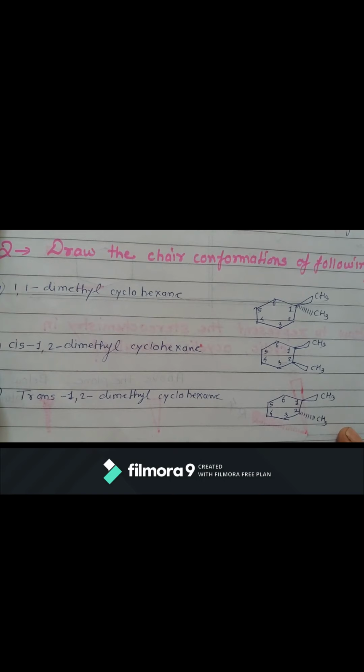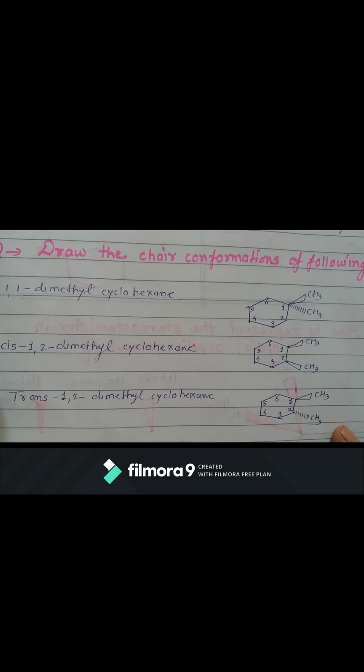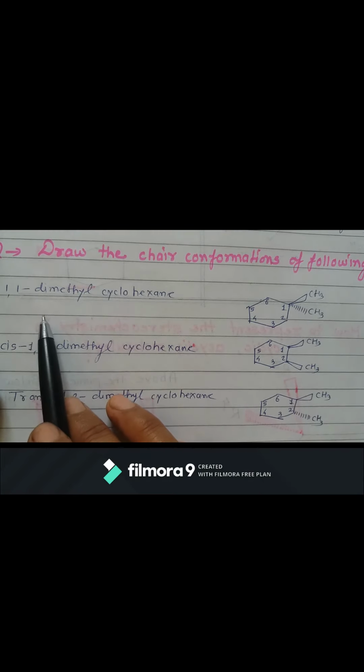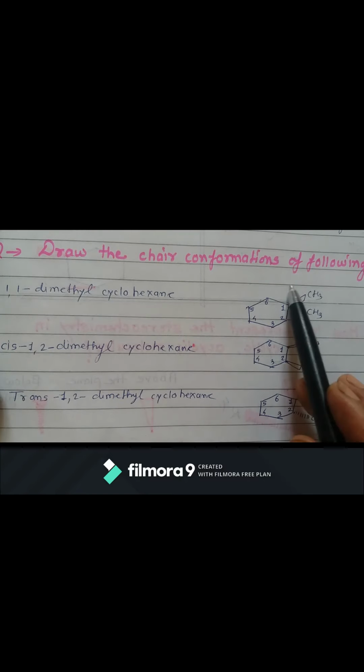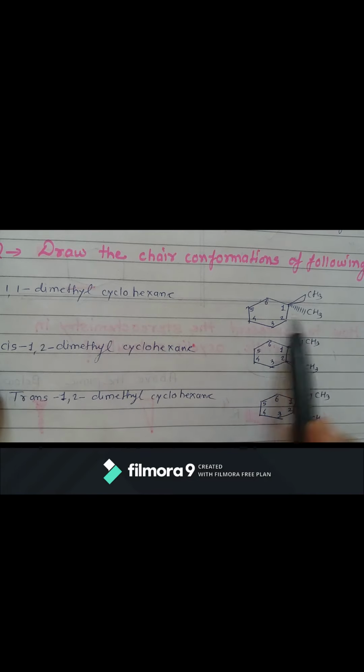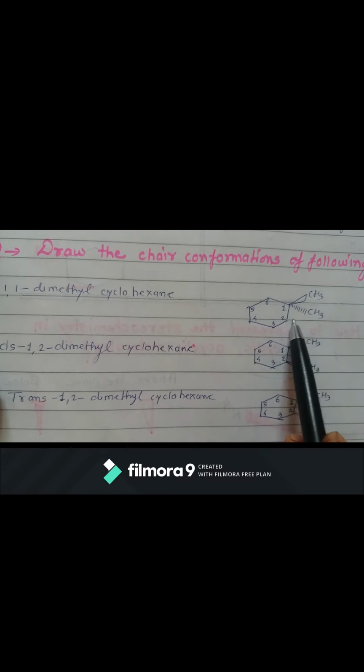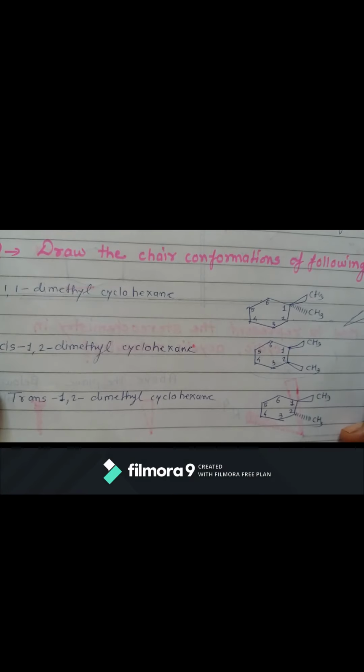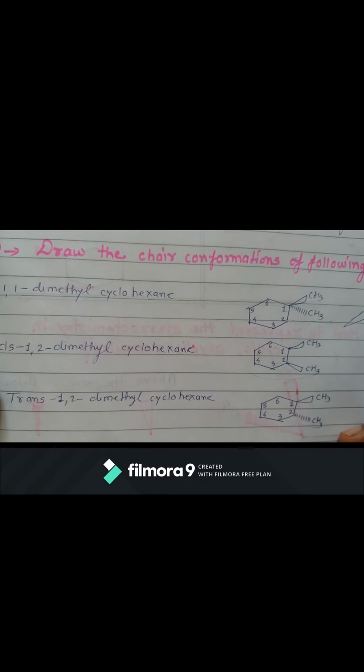Now you know the above-the-plane bonds and below-the-plane bonds. Whatever is given, you have to draw this flat conformer of the substituted cyclohexane into its chair conformation. So now we will learn how to draw this 1,1-dimethyl cyclohexane flat conformer into its chair conformers. Where these methyl groups will point, above or below, axial or equatorial, we will see how to draw those forms.